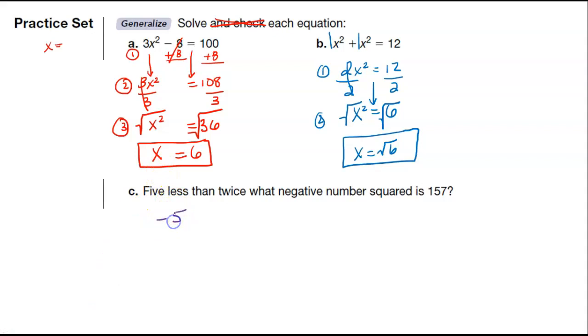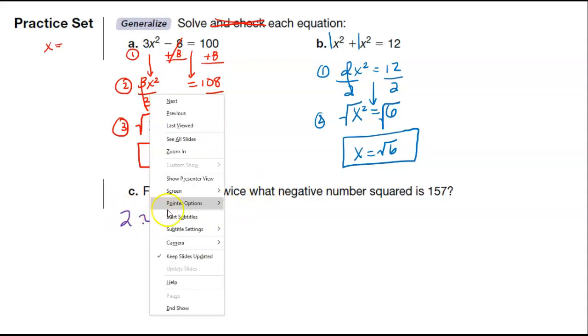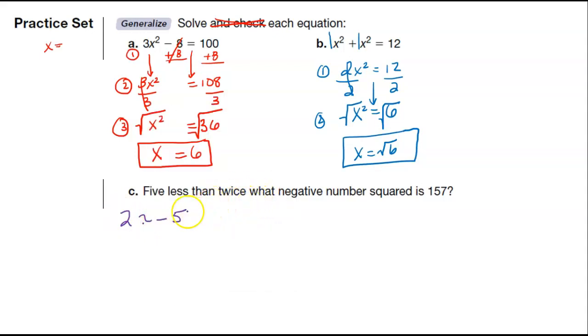Okay? All right, 5 less. So I know I'm subtracting something. Then twice, 2 times some number squared, that is x squared, is 157. So let me make sure I have that right. I have the 5 less. That's here. Twice what negative number? So I'm going to be having the negative of the square root squared. I have that. Twice that is, that's my equals 157.